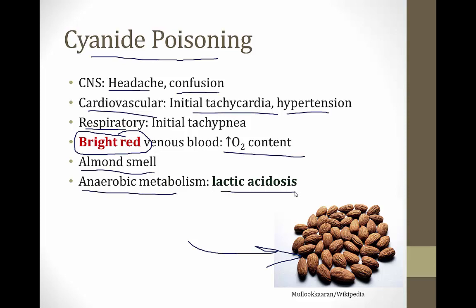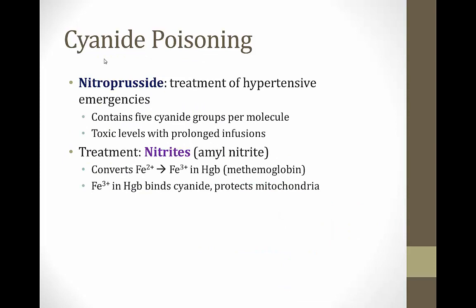In modern clinical practice, one of the ways patients can potentially get cyanide poisoning is from nitroprusside. This is a hypertensive medication used to treat hypertensive emergencies. It contains 5 cyanide groups per molecule of nitroprusside, so if you expose people to this drug for long periods of time, they can develop toxic levels of cyanide. In actual clinical practice, we never give nitroprusside for more than a day or so because we don't want patients to get cyanide poisoning.